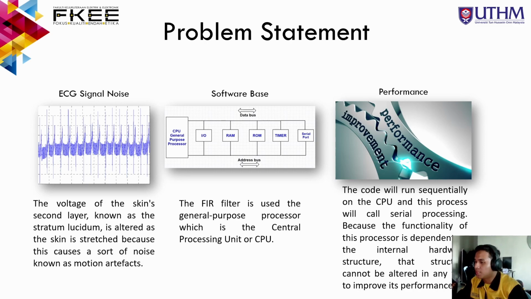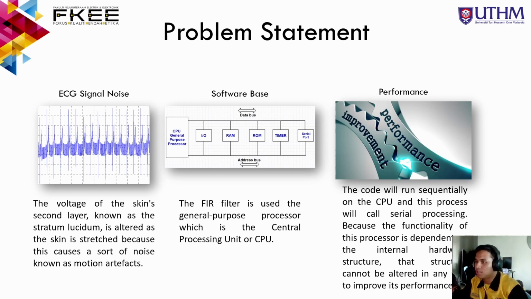The second one is software based. The FIR filter is used on a general purpose processor, which is the central processing unit or CPU. As we know, when we want to avoid the noise from the ECG signal, I will use the FIR filter. But in my problem statement, the FIR filter is used on the general purpose processor, known as the CPU or central processing unit.